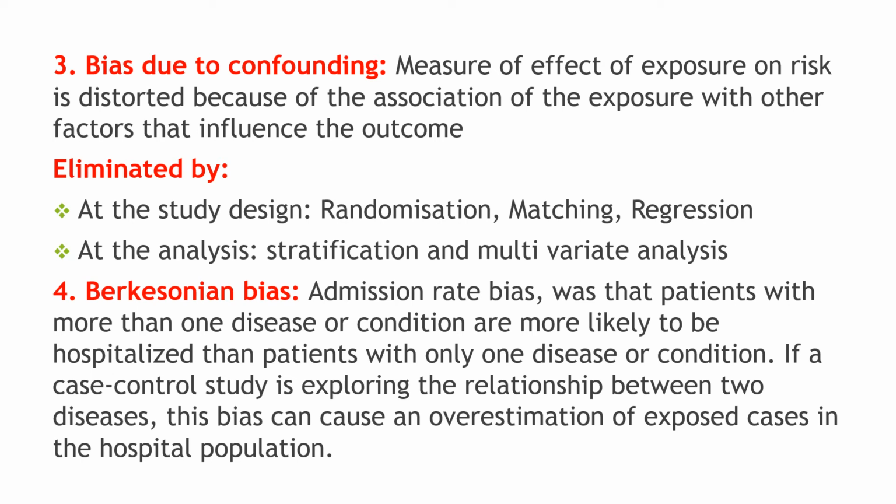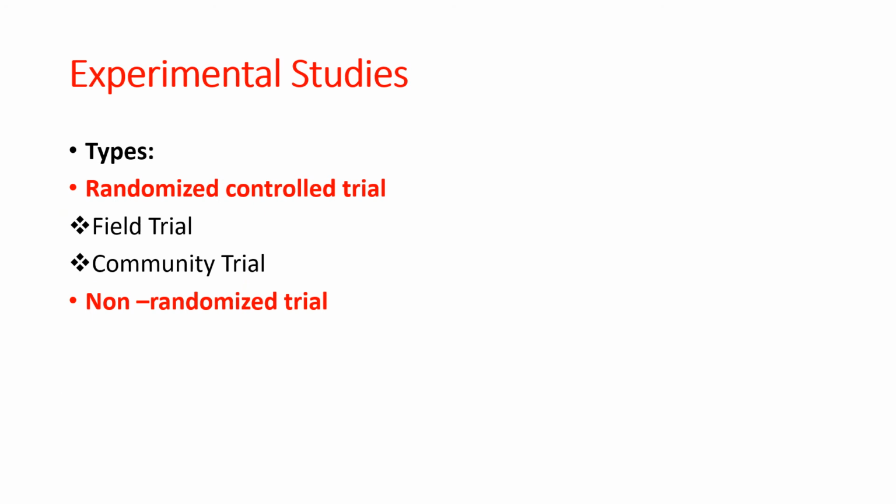Now coming to the fourth one, there is Berksonian bias. Remember, this Berksonian bias is also very common in the exam paper and you should be aware of it. It is nothing but the admission rate bias, and it is about the patients with more than one disease or condition being more likely to be hospitalized than patients with only one disease or condition. So if a case control study is exploring the relationship between two diseases, this bias can cause an overestimation of exposed cases in the hospital population.